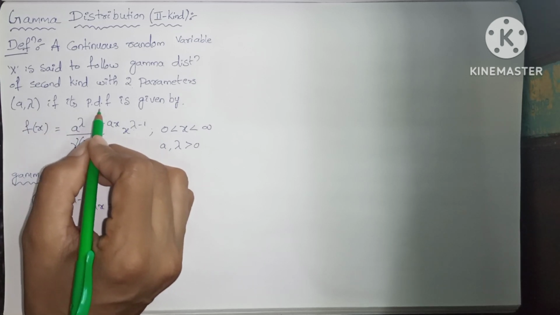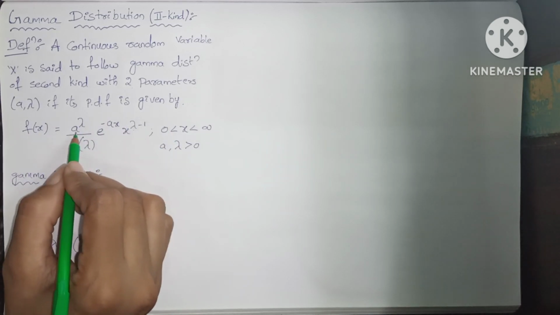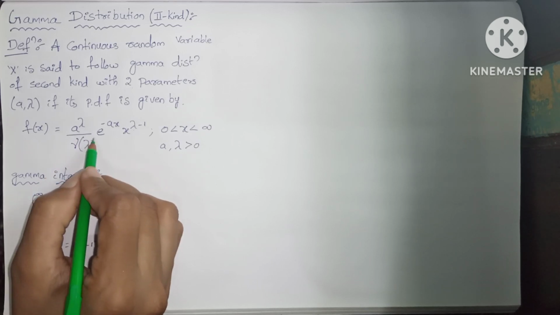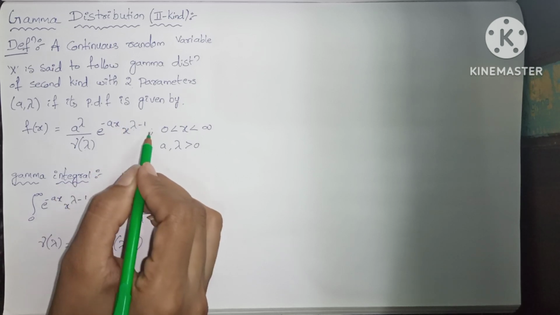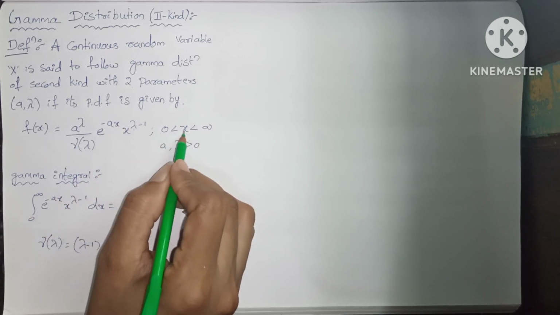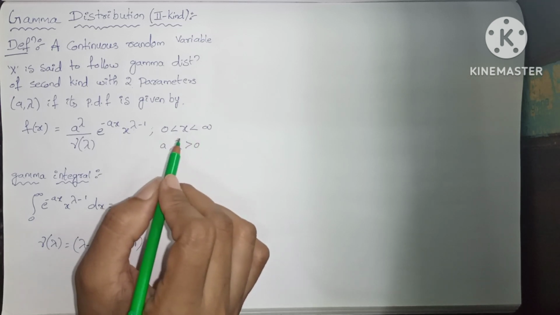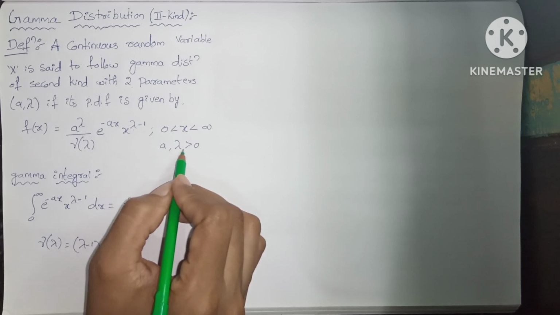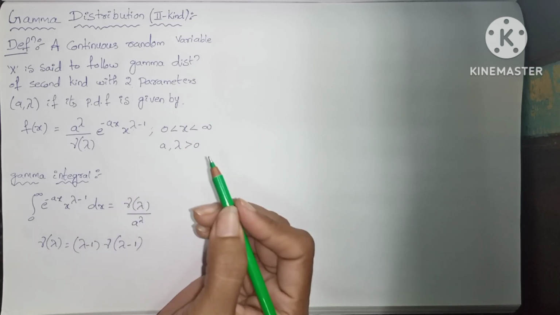If its probability density function is given by f of x equals a to the power of lambda by gamma of lambda into e power minus ax into x to the power of lambda minus 1, with x always between 0 and infinity. That means only positive values are considered. And a, lambda should always be greater than 0. They should not be equal to 0 or less than 0.